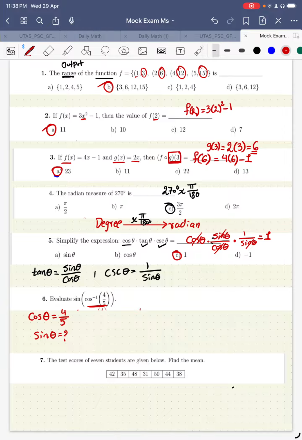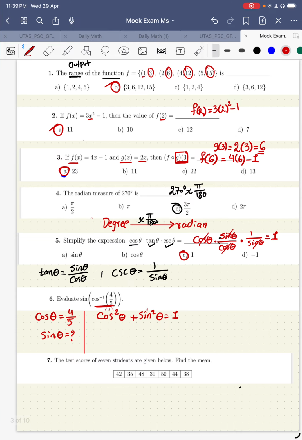The answer is yes. I can use the Pythagorean identities. So cosine squared of theta plus sine squared of theta equals 1. So cosine is 4 over 5. So cosine squared is gonna be 4 over 5 all squared, plus sine squared of theta equals 1. Now I'm gonna take this one to the other side. What I'm gonna have, sine squared of theta equals 1 minus 4 over 5 all squared.